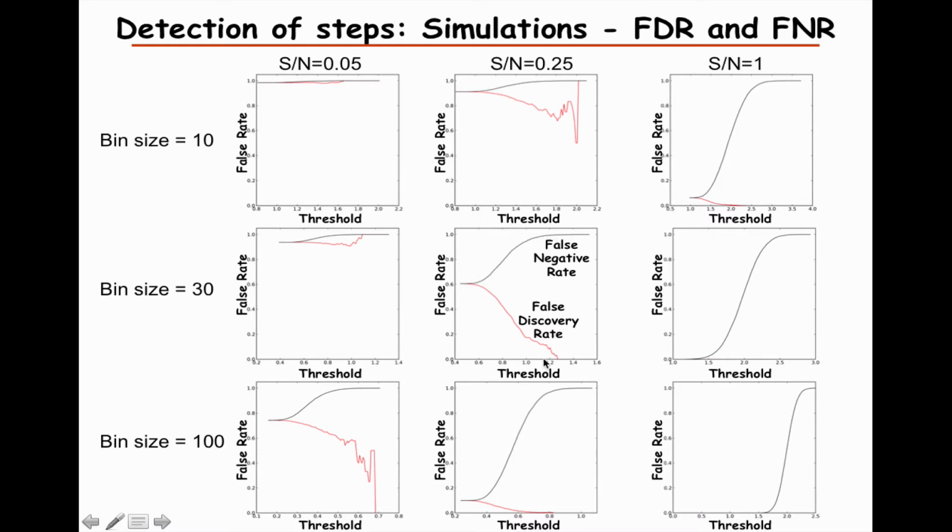So what happens is if we increase the threshold, the false negative rate always goes up, and the false discovery rate goes down. So what we need to decide is what false discovery rate we can tolerate, and then we can set the threshold that way, and then we also know what our sensitivity is, how many times we actually succeed to find the correct signal.